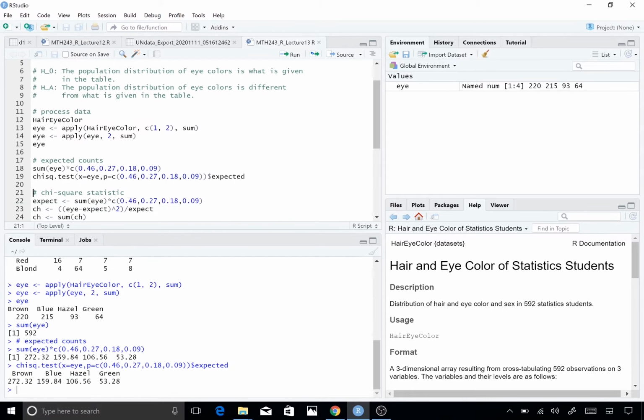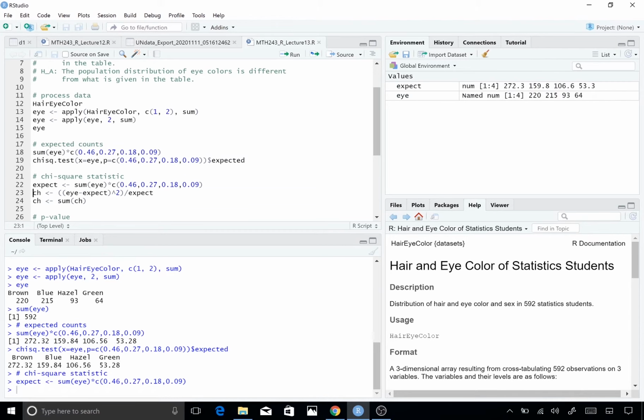And this is important because remember, an assumption to this test is that we have at least 5 expected in each group. The lowest expected number here is 53.28, so it's good. What I'm doing is storing these as expect, then using them to compute the statistic here.